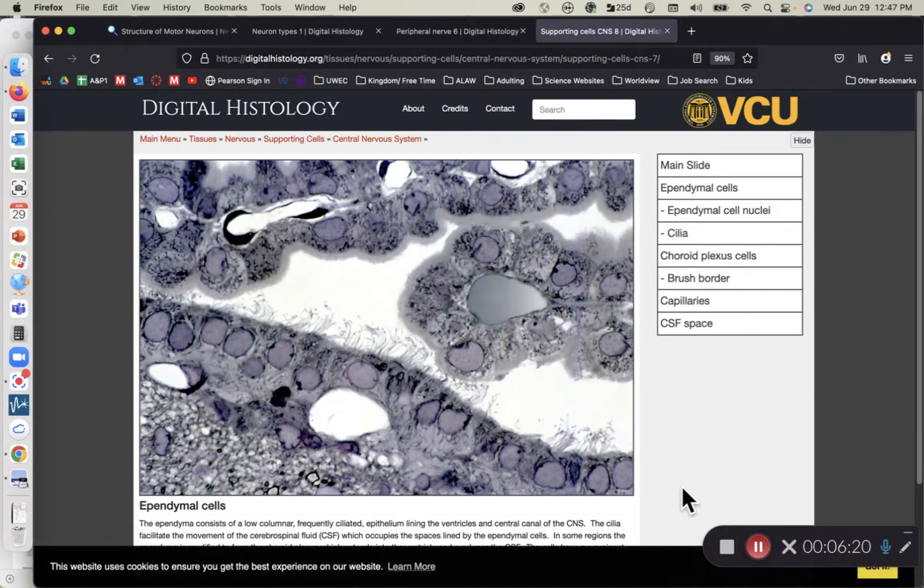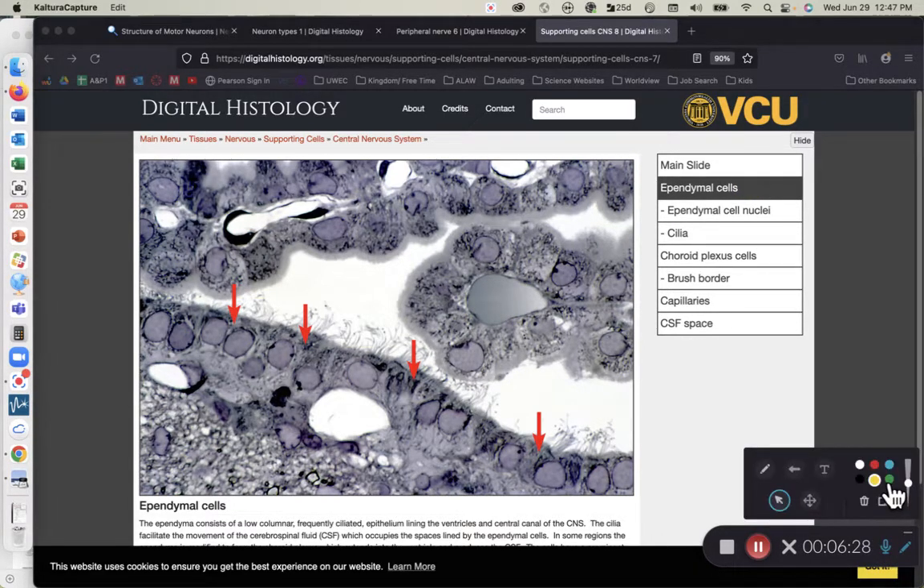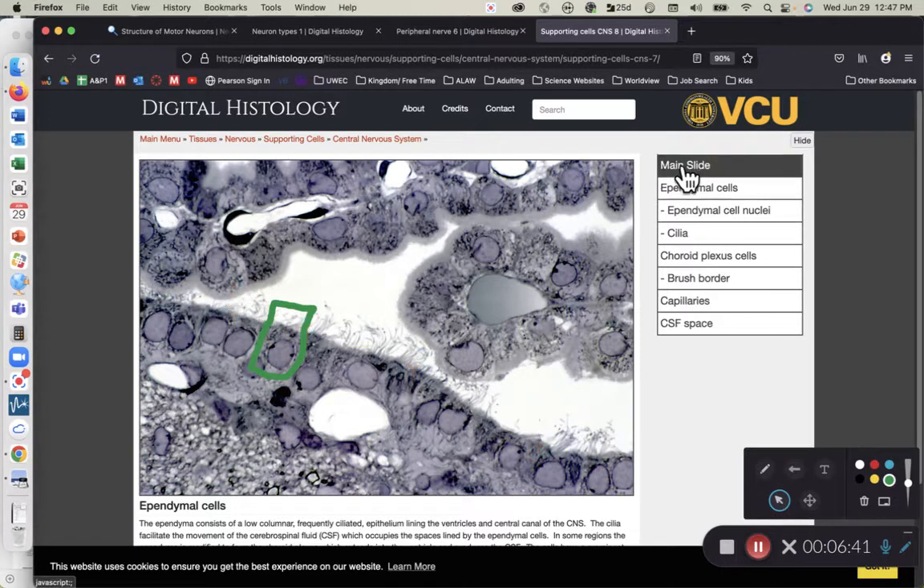And then finally, we have ependymal cells. The ependymal cells themselves, I'm going to go, you know what, these arrows aren't doing a good job. I'm going to go ahead and outline them in green for us here. One individual ependymal cell is right here, being outlined in green. And I'll go back to the pointer mode, cursor mode, back to the main slide.